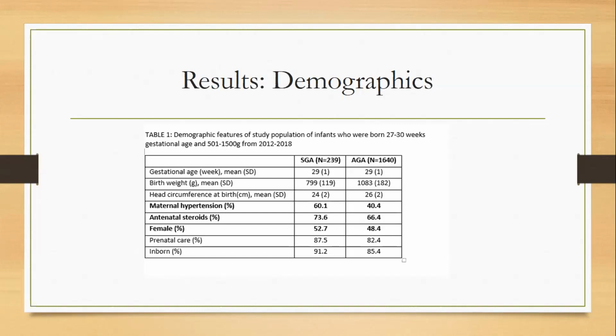Most of the babies who were SGA, their mothers had maternal hypertension, as expected, and 73%, almost 74% of the SGA group got antenatal steroids, possibly because the ones who are fetal growth restricted are diagnosed and there's time, whereas sometimes the AGA group is a mother who just comes in labor and has not received any steroids. We found that there were more females in the SGA group than the AGA group, but the prenatal care and whether the babies were inborn or outborn was similar between the SGA and AGA.